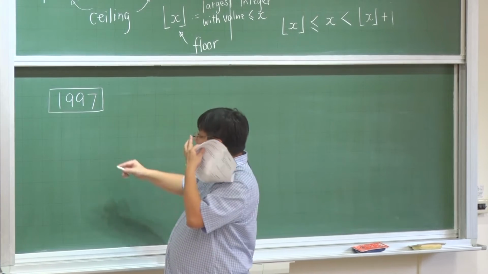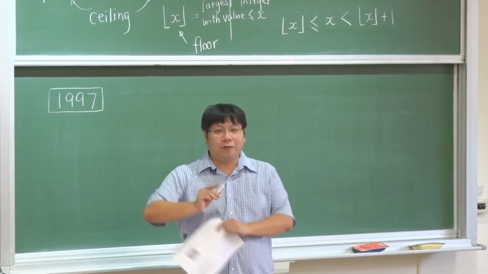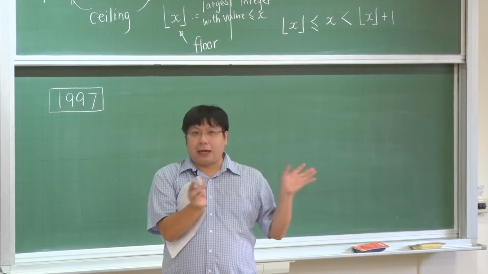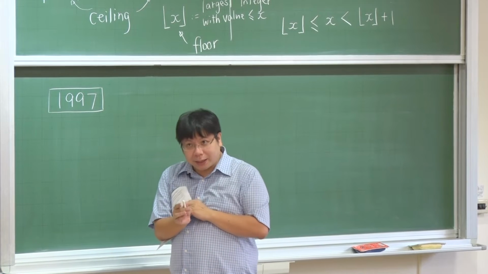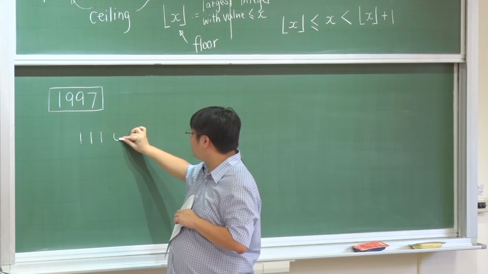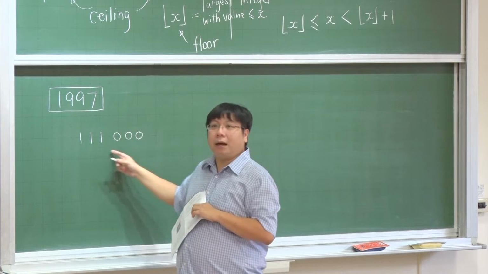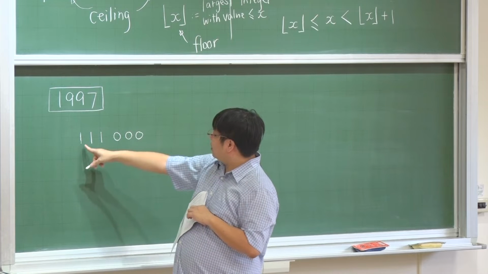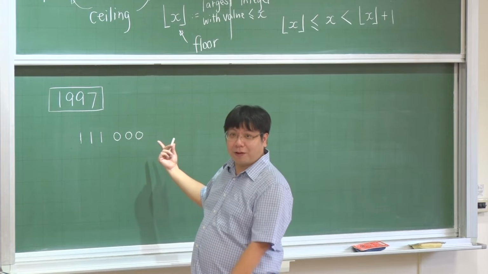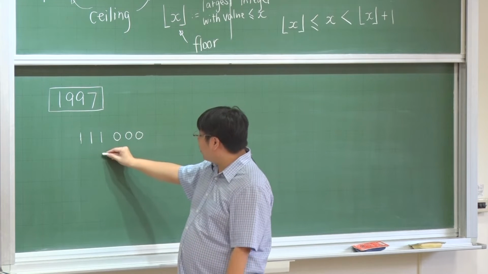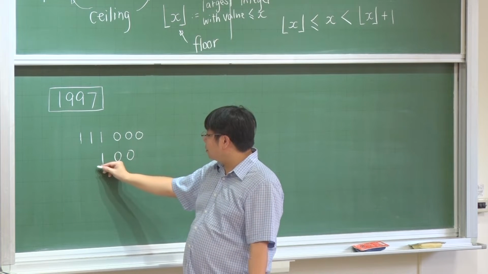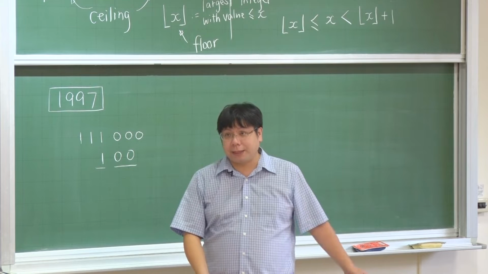Now let us look at all the numbers of this form. There are a lot of numbers, but let us look at all the numbers that have only 0 and 1 as digits. In particular, let us look at the numbers that begin with 1 and end with 0. This is a possible number: 111,000. Or you can have 100. So this is of the form where you start with 1 and then end with a bunch of zeros.